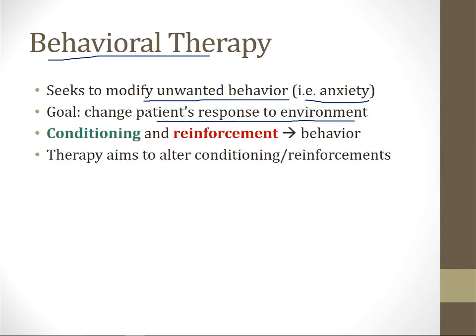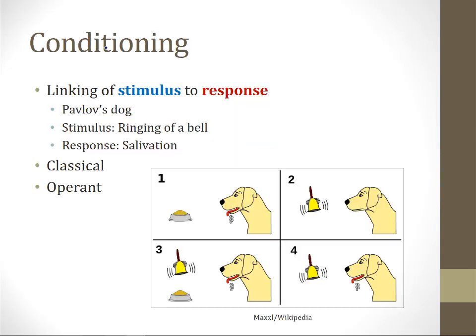And two key elements of behavioral therapy are conditioning and reinforcement. These lead to behaviors, so they can be the cause of an unwanted behavior or they can be learned by the patient in order to avoid an unwanted behavior. So the goal of behavioral therapy is to alter the conditioning and reinforcements in a patient's life so that they avoid the unwanted behavior. So let's start by talking about conditioning.